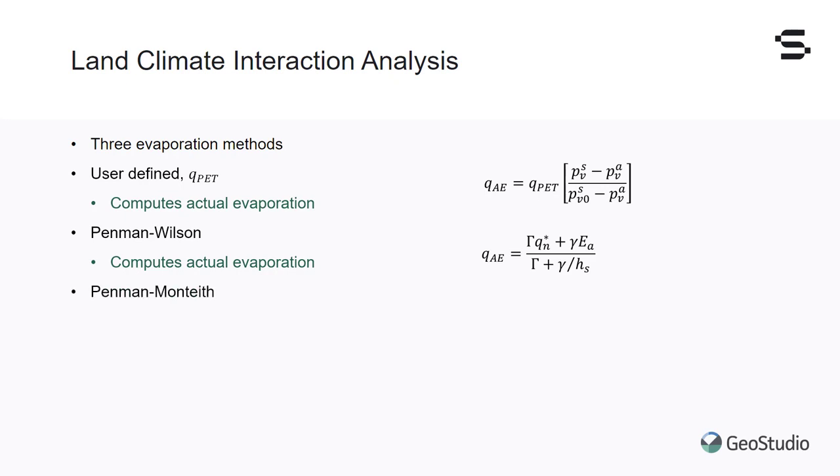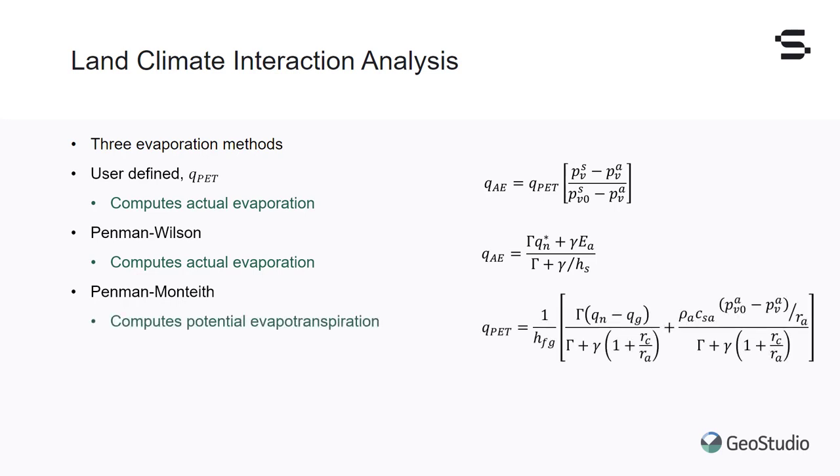The third option is the Penman-Monteith equation, which computes potential evapotranspiration. The potential evapotranspiration is used to determine the potential evaporation, but not actual evaporation. Thus, this method does not adequately represent evaporative dominant systems and is best used for transpiration dominant systems. For a detailed description of each of these evaporation methods and the associated equations, please see the Heat and Mass Transfer Modeling book available on the GeoSlope website.